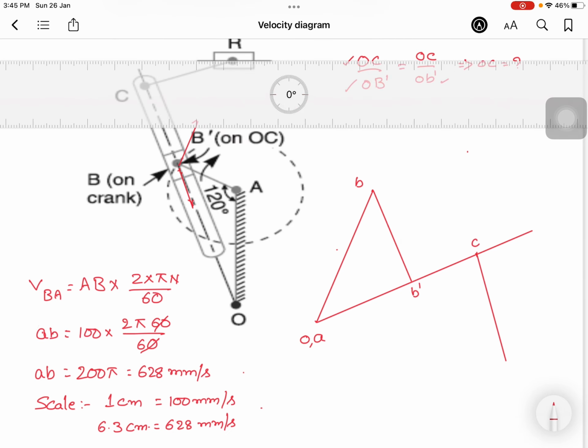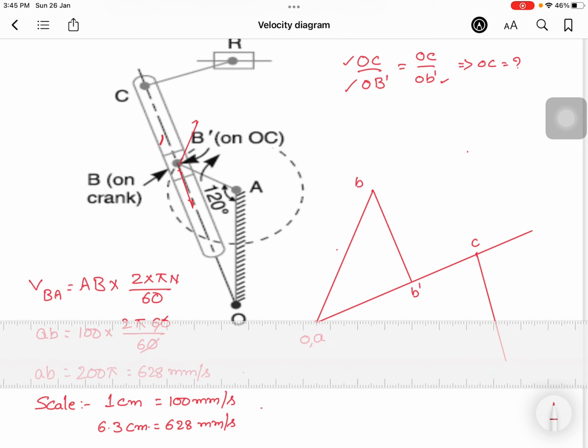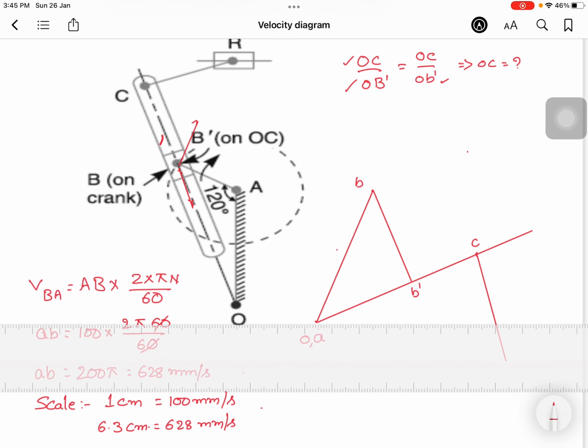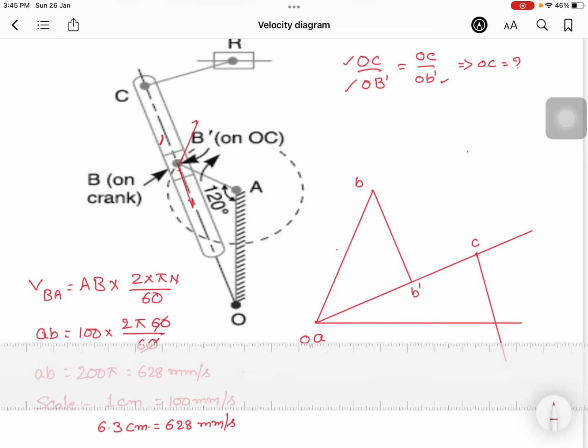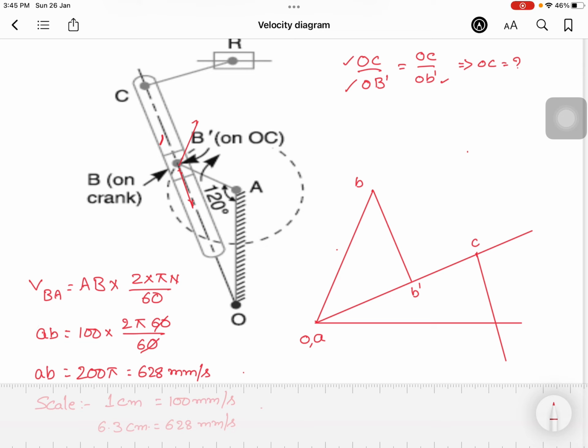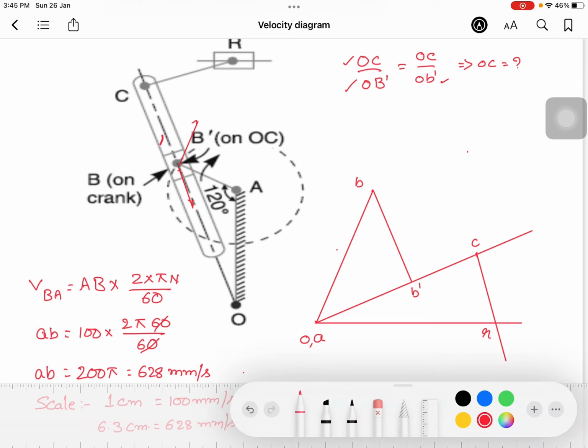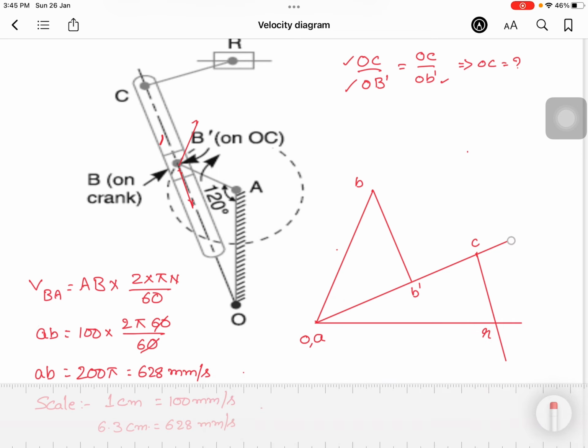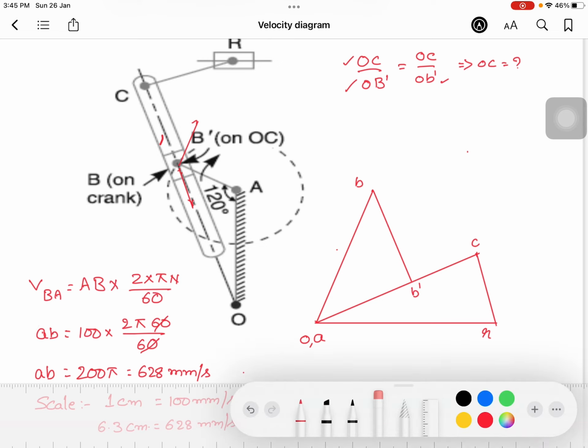Then R is the ram, that means the slider. It will move along the x-axis. Draw a parallel line from point O. The intersection point will be R. Now I can erase the extension lines. This is the final velocity diagram.